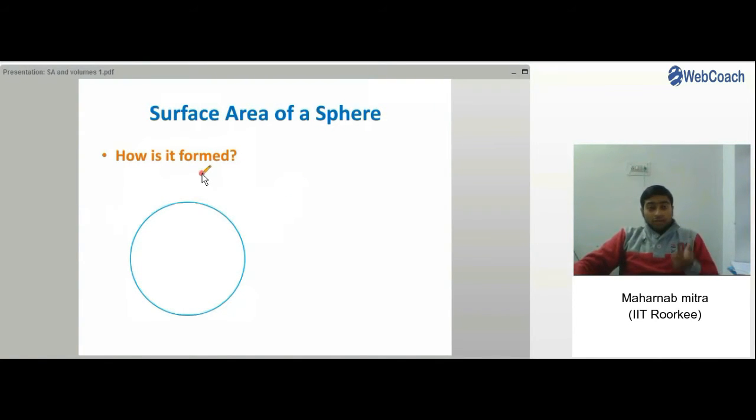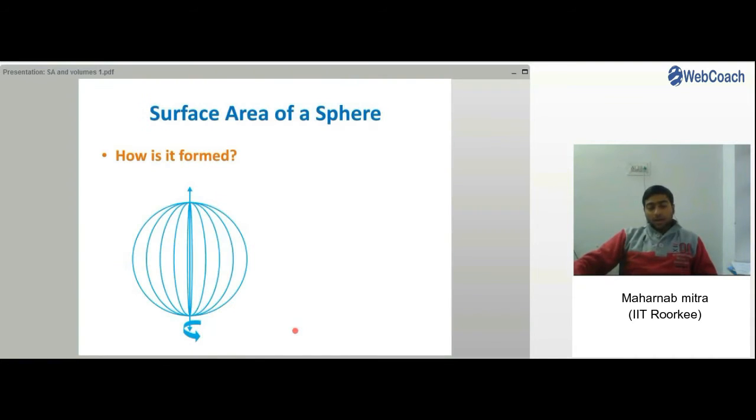Now let us talk about a sphere. Now how is a sphere formed? Let us take a circle, because a circle is such a figure which we can draw easily. It is just a round shape, right? We can draw it easily with a compass. So let us start with a very simple shape to get a simple round shape called a sphere.